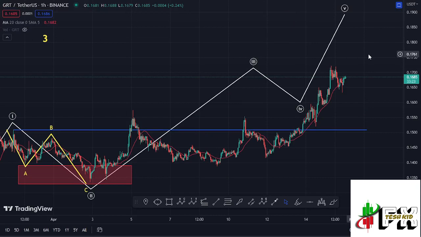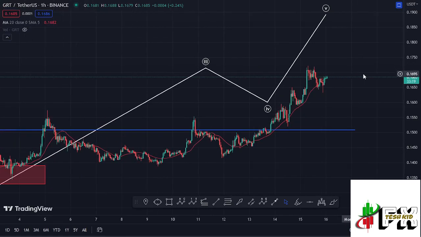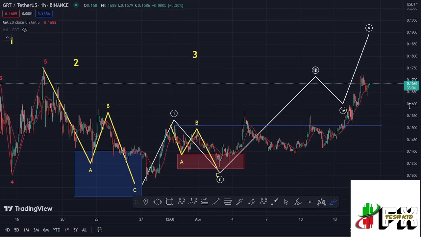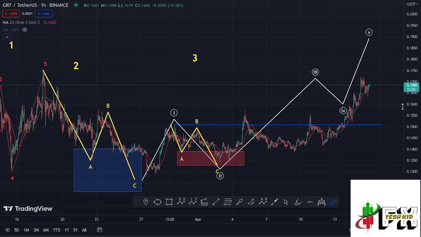Welcome back to TechKidFX for another GRT price prediction update, which at the time of this recording is holding above the 20-day MA here on the 1 hour chart, which is now acting as support for us to continue gearing up. We have also continued to obey the Elliott structures, where we had been seeing a bit of a breakdown to the lower side in the formation of this wave 2.